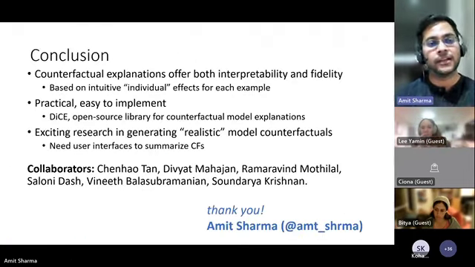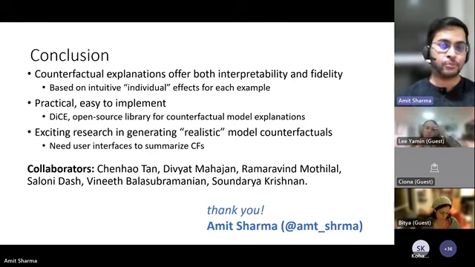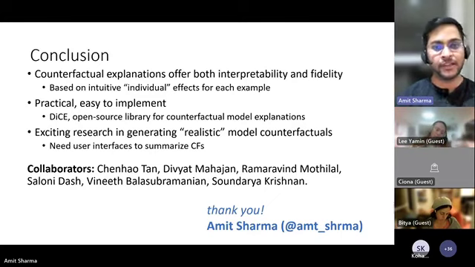And with that, I think I'll conclude. I hope I gave you a picture of how counterfactual explanations are useful, because they can give you both interpretability and fidelity. They're also very easy to implement.